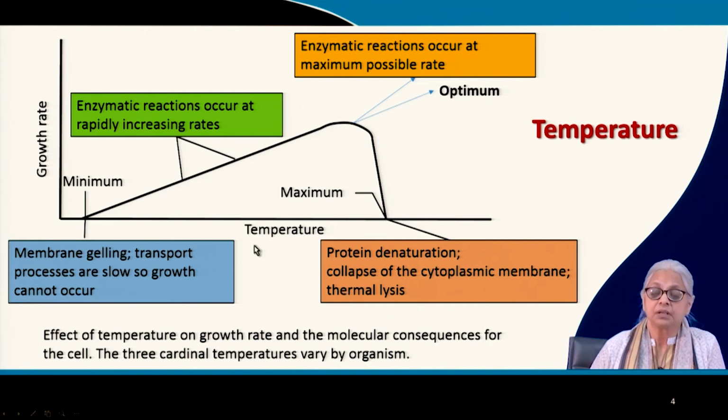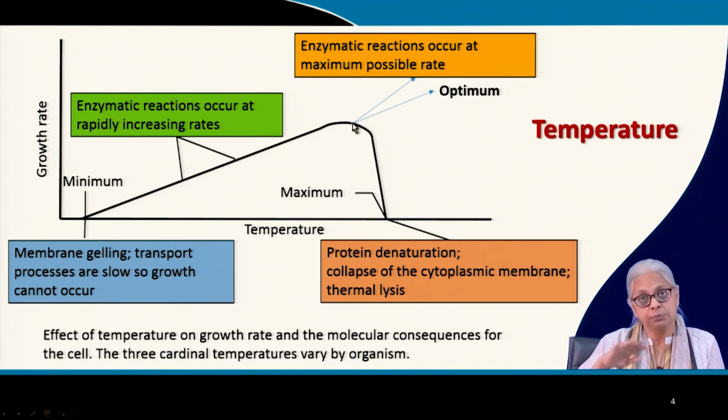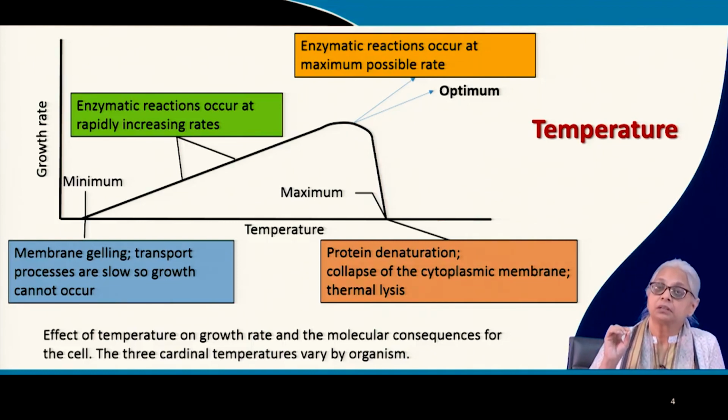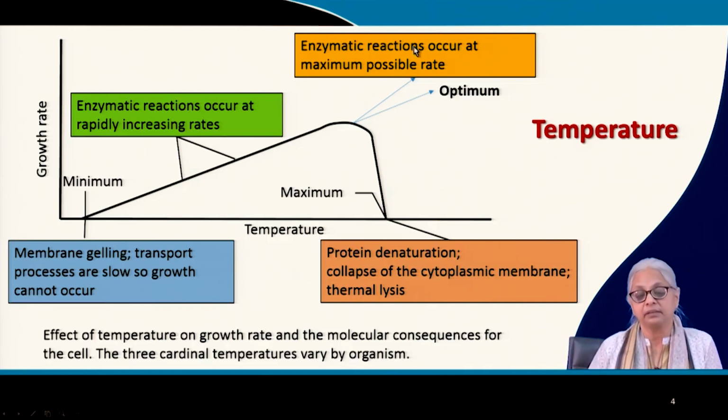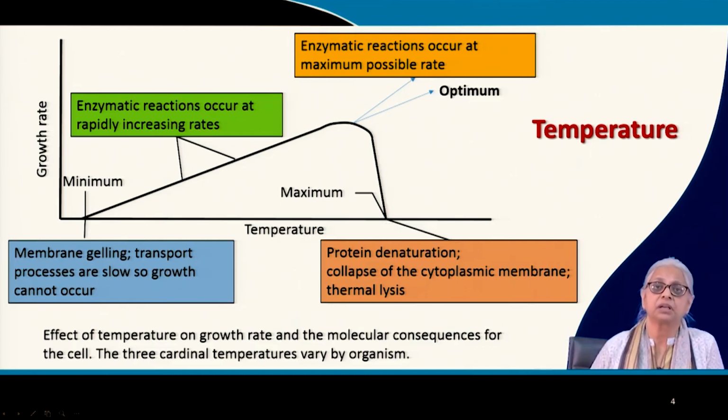thermal lysis. So when this optimum point has been crossed, optimum is defined as the point at which the growth rate is maximum. So beyond that point, the growth rate starts coming down, and that is because damage starts becoming apparent. So the cells are being damaged, the enzymes are being damaged, the cell wall may be damaged, and so on. So at that point, if you keep increasing the temperature, there will be a maximum at which the cells will be destroyed, and that is thermal lysis.